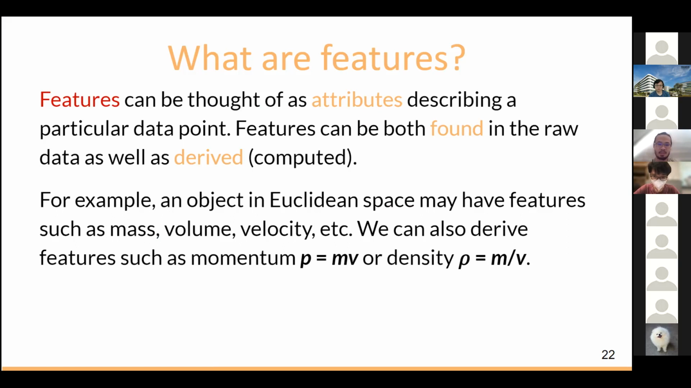For example, the mass of an object, we could consider to be a feature in the raw sense, because we don't have to do much derivation to arrive at this quantity. But we can also derive or compute features as well. What typically this means is that we combine other, more basic features to get higher level features, such as in the case of the object description, we have things like momentum, which is a product of mass and velocity, or density.